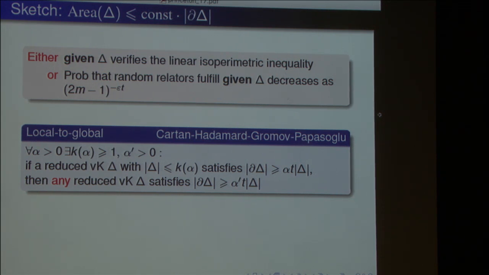Okay, do you understand the point? It's really a crucial point. The number of relators is finite, but when you do this tessellation on the plane, it can be very big. So you have infinitely many diagrams. But this result allows us to check only finitely many.